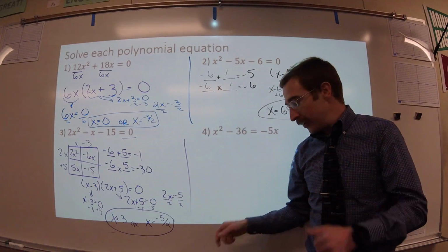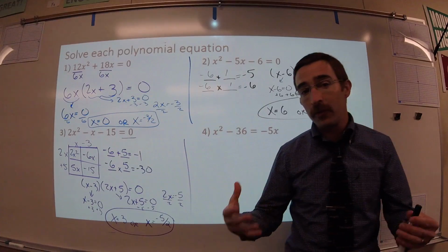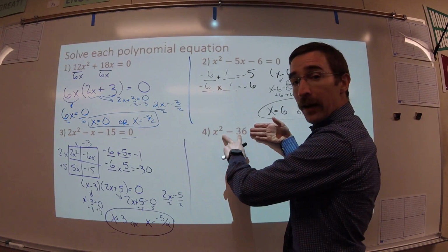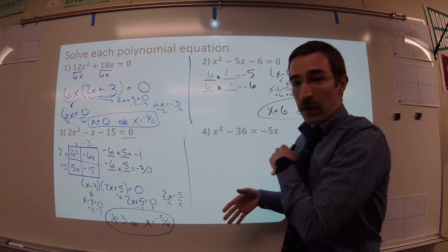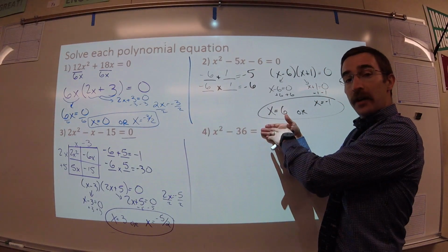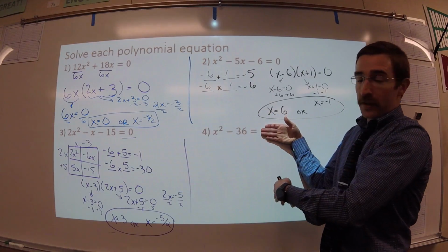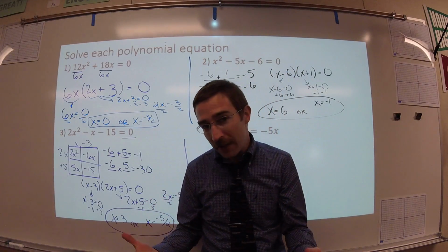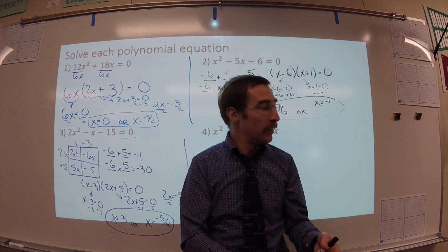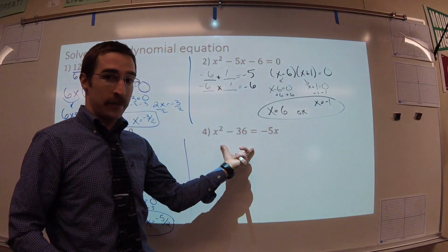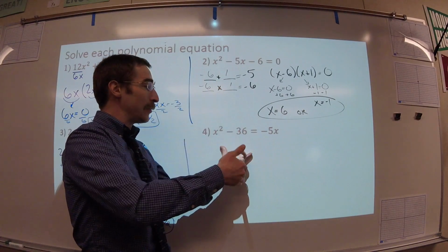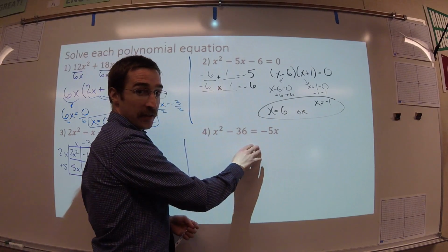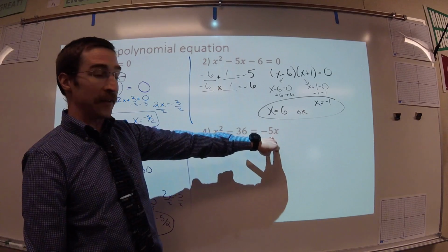Let's take a look at problem 4 here. We've got this x squared minus 36. Yes, that is a difference of two squares, but it's not equal to 0. If it was just equal to 0, we would factor. But because it's equal to -5x, and we don't have a -5x property, we have a zero product property, we need to take this and make it equal 0. The way we make it equal 0 is either by making this 0, by subtracting x squared and adding 36 to each side, or making that equal 0 by adding 5x to each side.